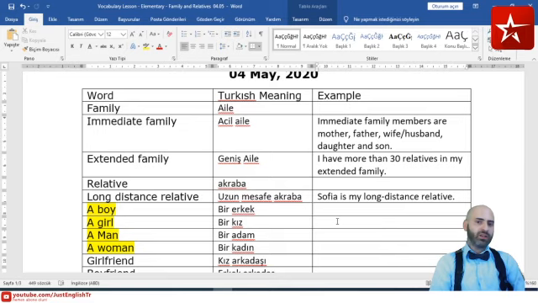Yes, Abhus, you are correct and I changed the boy Turkish translation.